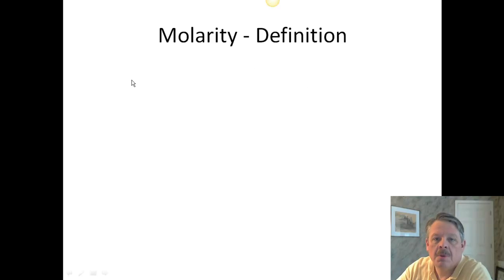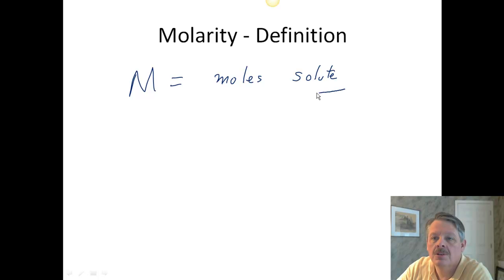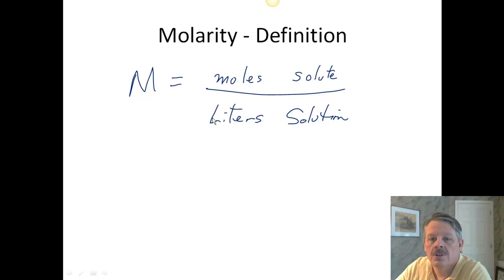Definition of molarity. Remember that molarity we abbreviate as the letter M, and it's moles of solute, the thing being dissolved, divided by liters of solution. So this is the total liters of solution. If your solute happens to be a liquid, you're talking about the total liters of solution that you create. So you have to make sure that you know that.